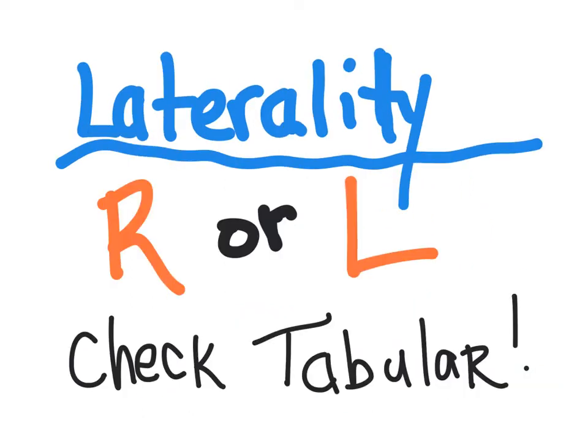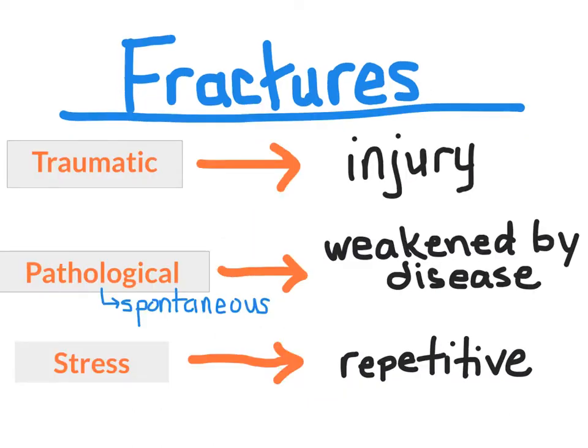First of all, please know that many codes in this chapter will pull in laterality, designations of whether we're talking about the right side or the left side. So be sure, as always, to check the tabular list with your diagnosis codes and make sure you're including all necessary characters. A few other terms to consider in this chapter are pathological fractures and stress fractures, and understanding that these types of fractures are different than traumatic fractures.